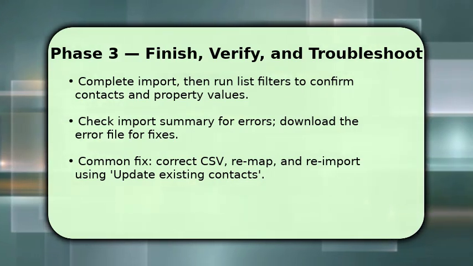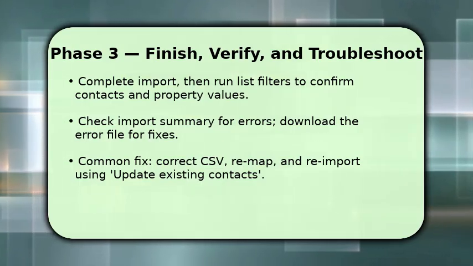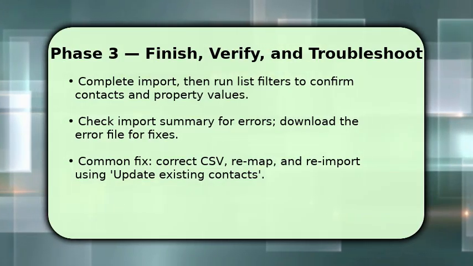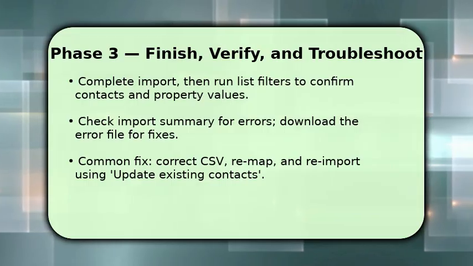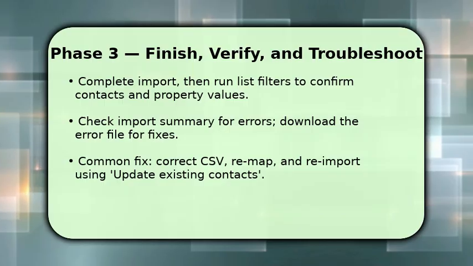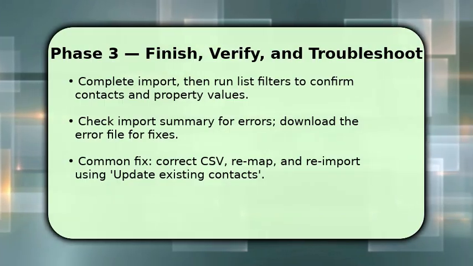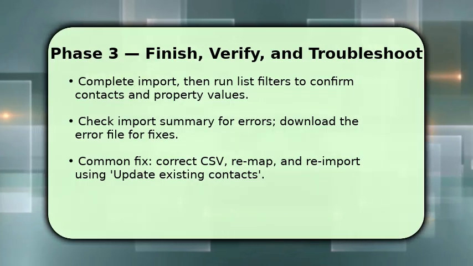Make sure to open the import summary. It shows errors and skipped rows, and you should download that error file for precise fixes. If things go wrong, correct the CSV, fix mappings, and re-import using the Update Existing Contacts option so you don't create duplicates. Finally, run a quick quality check on 10 random contacts to ensure everything's synced as expected.